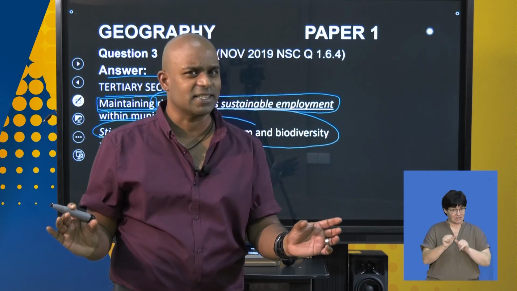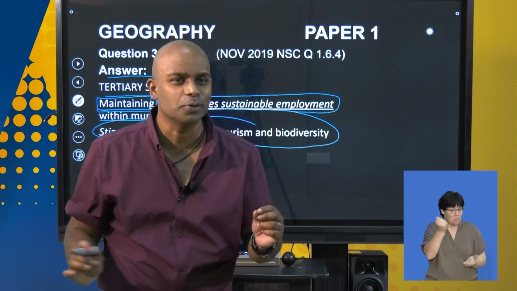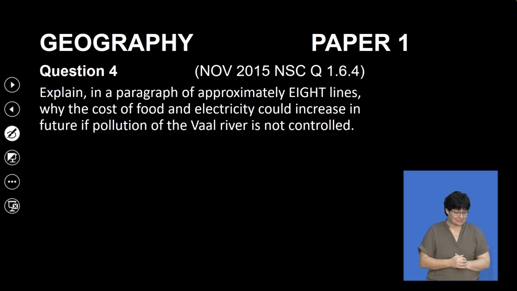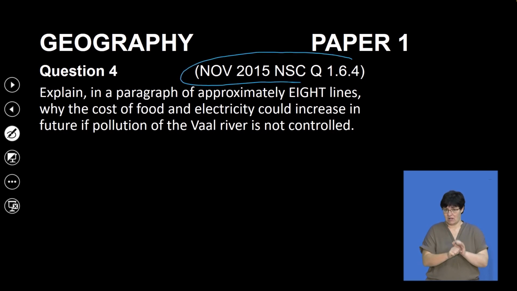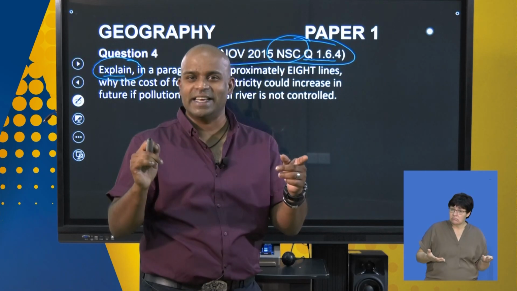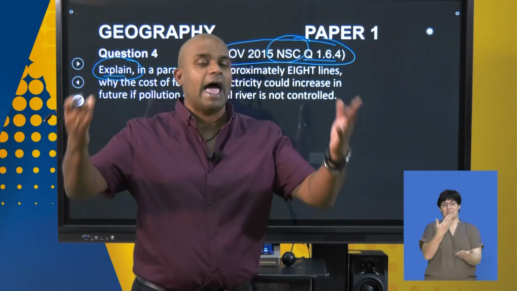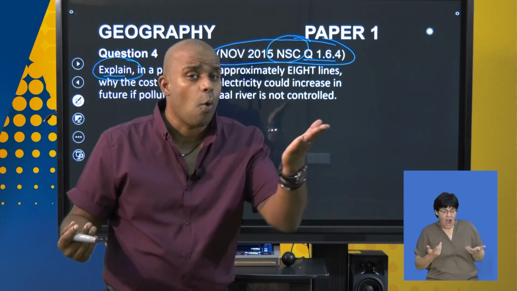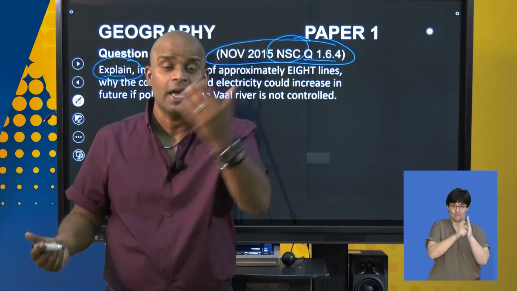Sounds easy, doesn't it? You've got a lot of thinking to do. Moving on, we've got another example of the November 2015 NSC examination, question 1.64. In this, note the instructional verb starts with explain. And the moment I'm seeing explain, it's about, yes, application. Application of my content. What is the content being applied?